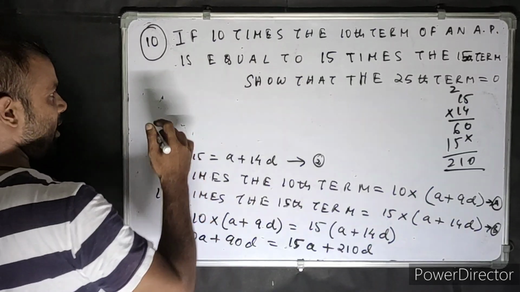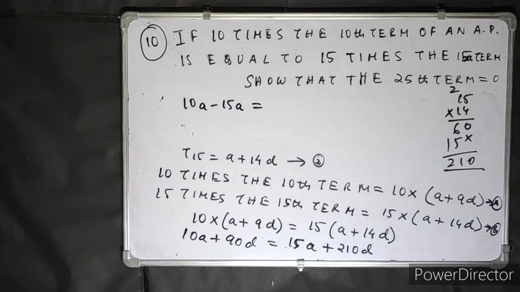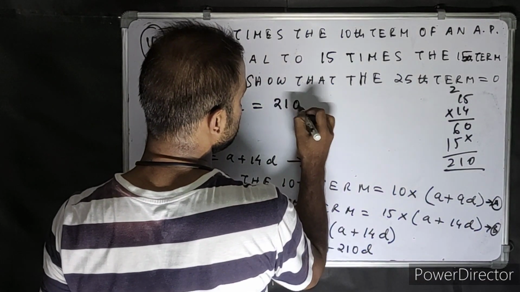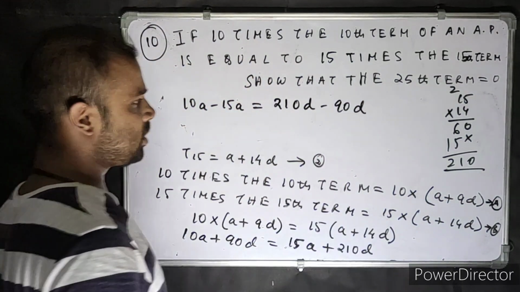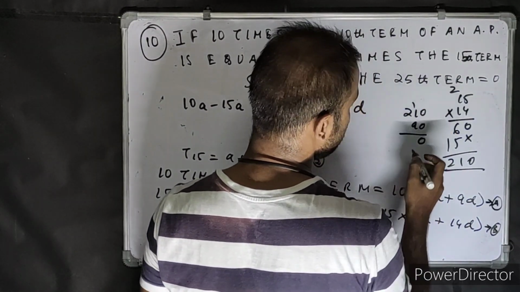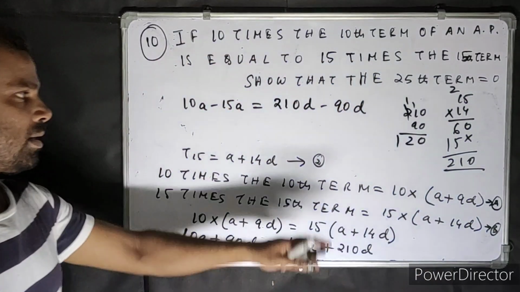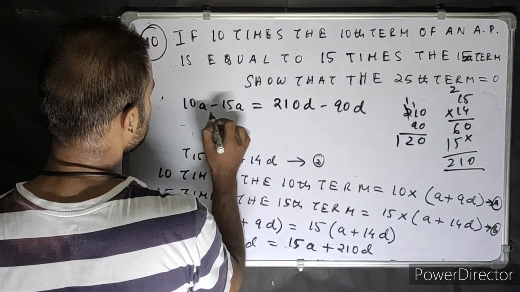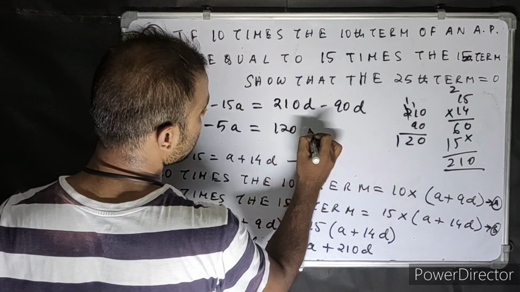So from here what can we do? You can do 10a minus 15a. Those of you who have a problem with making negative here, you can do 15a minus 10a. That is 210d minus 90d. So that's how much? 210 minus 90 is 120. So this is going to be minus 5a is equal to 120d.